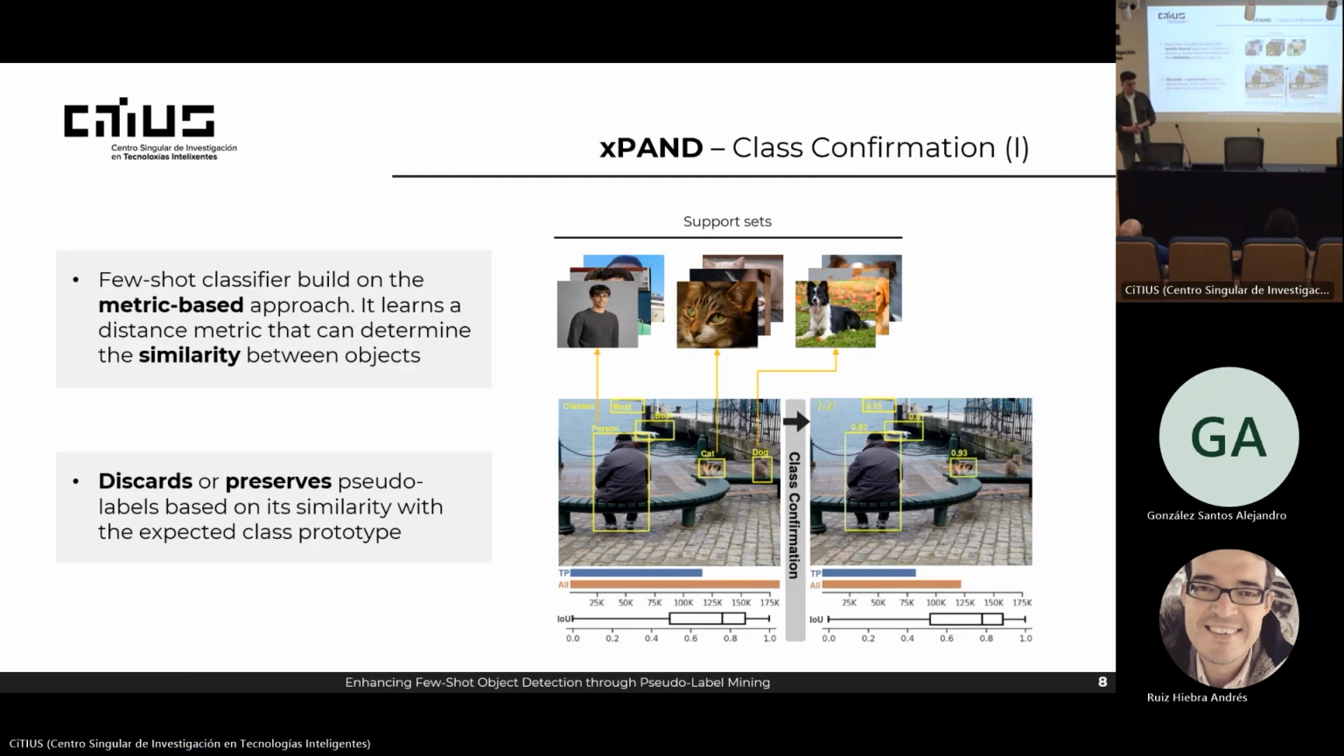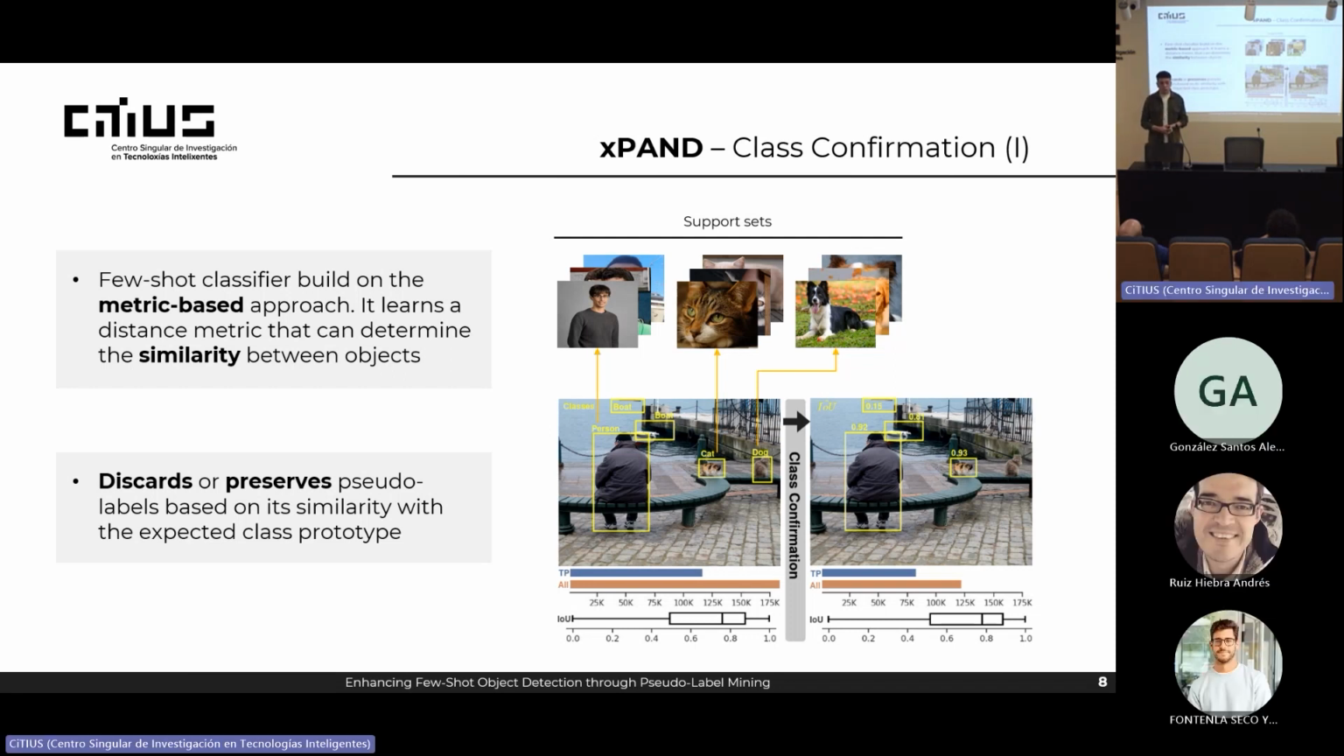The class confirmation, we built it as a few-shot classifier on the meta-learning approach. So it tries to learn a good distance metric that can be used to compare queries to support set images. So here we have an example. We have a person labeled as a person, a cat labeled as a cat, and a dog labeled as a dog. The class confirmation in inference compares each of these pseudo-labels to the expected support sets in order to remove or keep them based on their similarity.